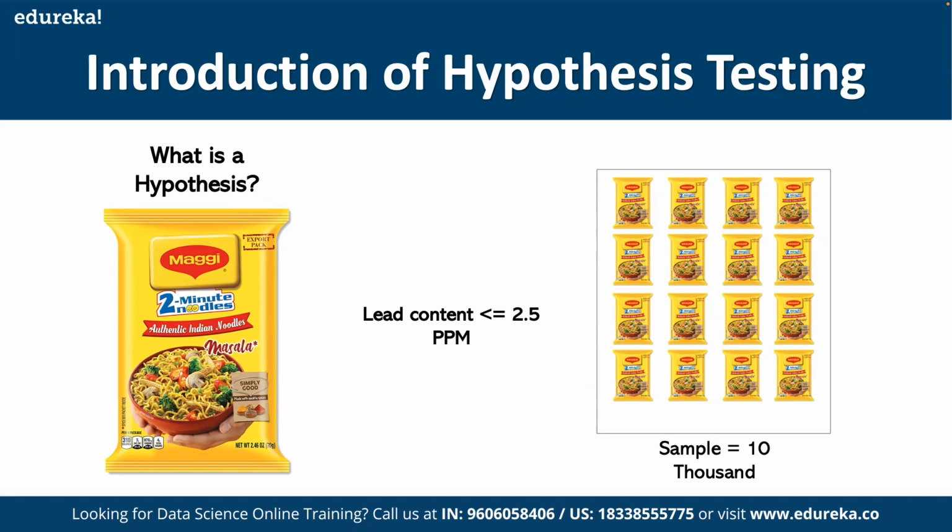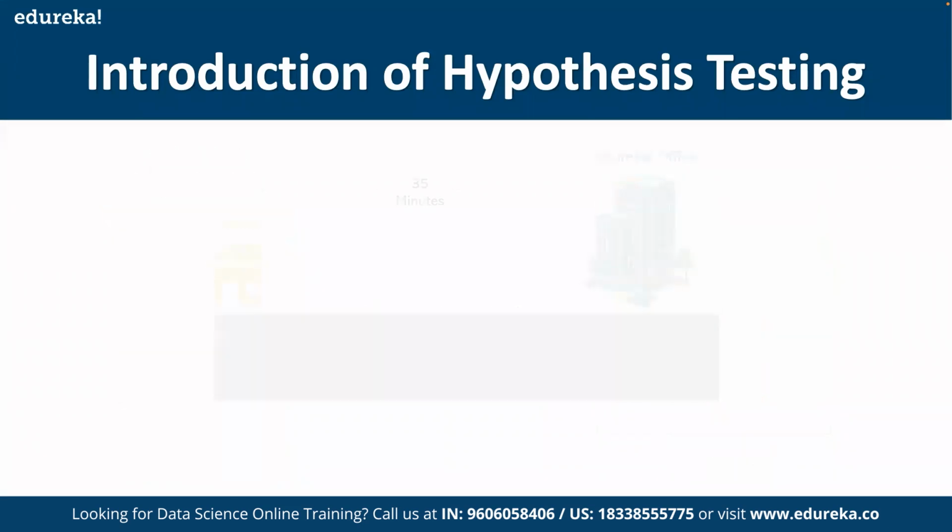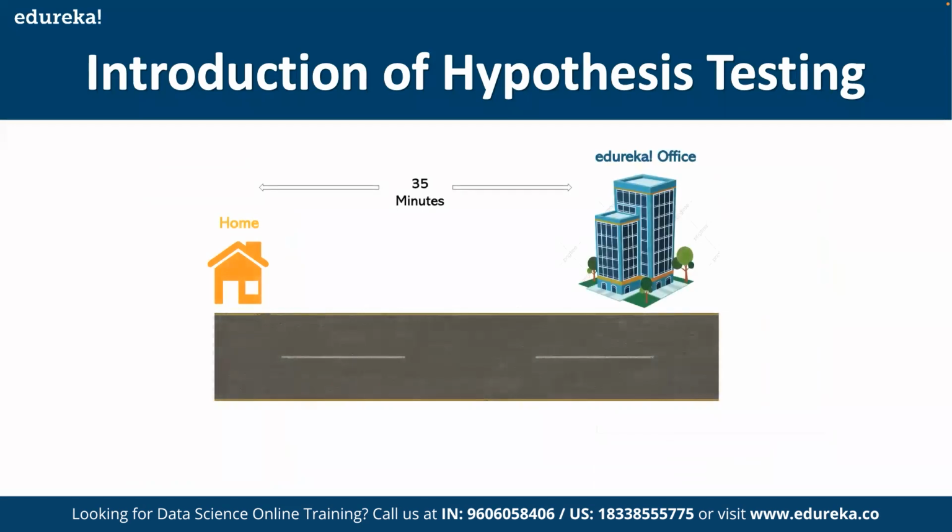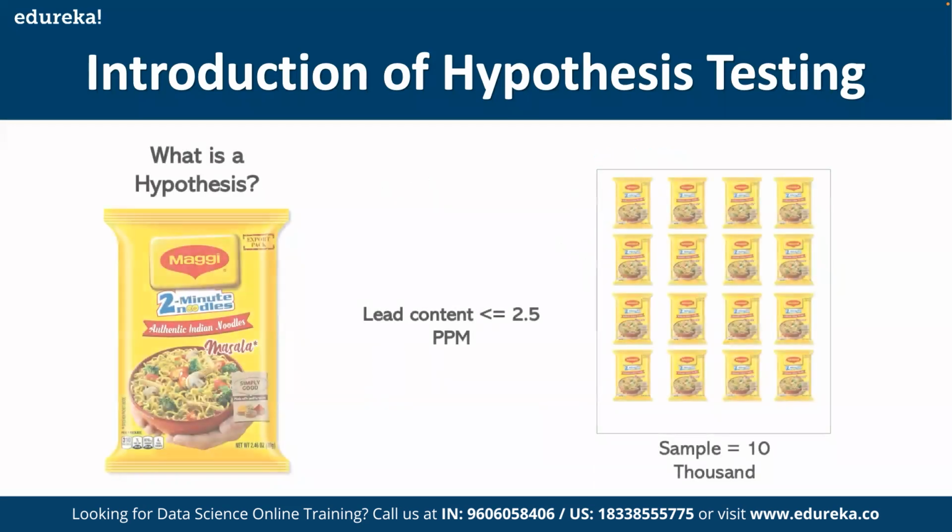So what I'm going to do is pick up a sample. Maybe out of the 10 lakh products prepared by the Nestle company, I'm going to pick up 10,000 products. So 10 lakh products is the population, and from that population, I'm going to select a sample, in this example 10,000. Once I select the sample of 10,000, I'll go ahead and perform the analysis on these 10,000 packets.